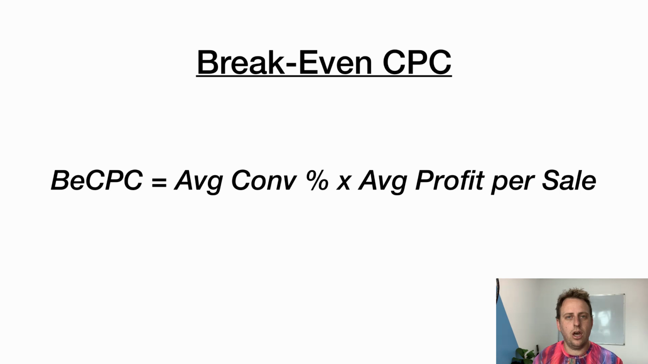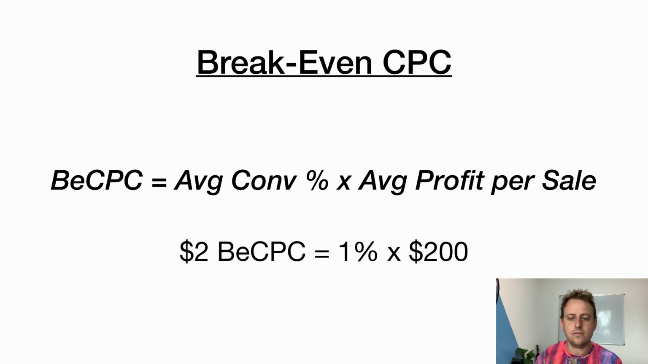Conversion rate, you know. Now you can do this on an exact product, in which case it wouldn't be average conversion rate. It would just be the conversion rate on that product from your Google Ads traffic times the profit per sale off that product. As an example, if we have an average conversion rate of 1% and our profit per sale is $200, then our break-even CPC is $2, right?